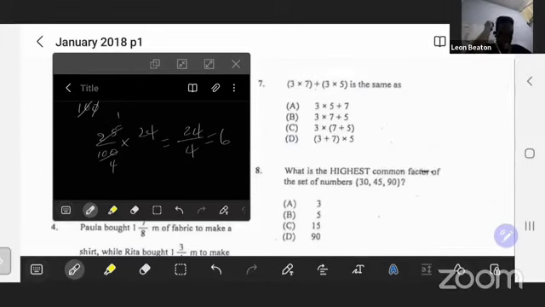So number 7 is 3 times 7 plus 3 times 5 is the same as... This is just some simple distributive law they expanded here. So this is like 3 open bracket, 7 plus 5 in a bracket. So this answer here would be C. Because if you expand this here, you will end up with 3 times 7 plus 3 times 5, which is what we have here.